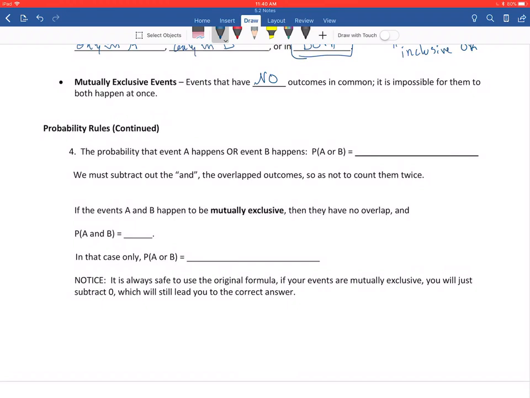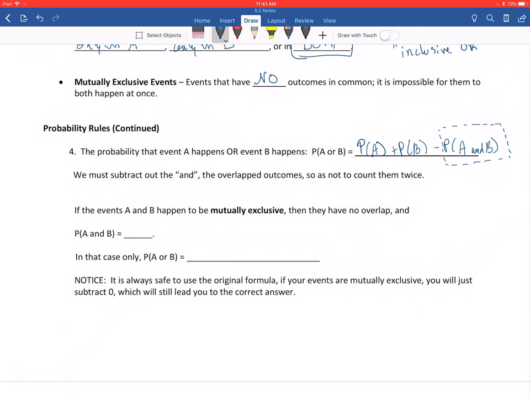Okay, these ideas lead us to our very last probability rule that we're going to cover, which is the or probability. So the probability that event A happens or event B happens, if we're trying to find the probability of A or B, how we calculate that is we do the probability of A plus the probability of B minus the probability of A and B. So again, this part right here is kind of the kicker, the part that maybe you weren't expecting. We have to subtract out that and, the overlap, so that you don't count them twice.